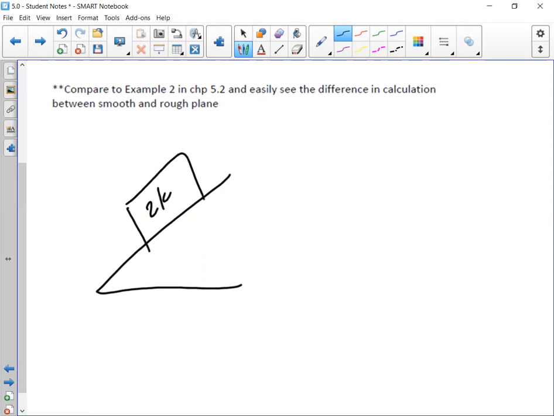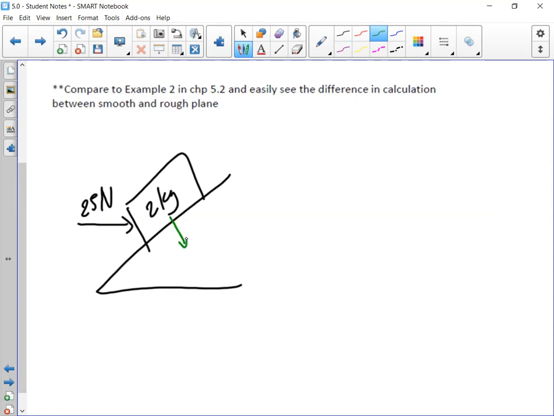So, 2 kilogram. We've got a horizontal force pushing in, 25 Newton. Now, do you remember the 3 staple forces of an inclined plane? See if you remember from 5.2. What are the 3 staple forces of an inclined plane? Okay, if you remember, try to put them in. If you don't, let's remember it.